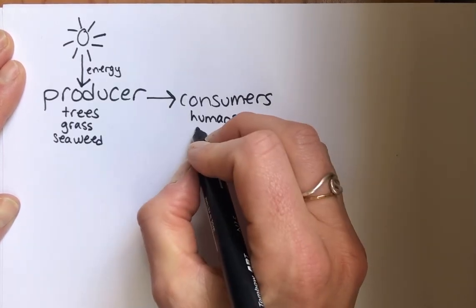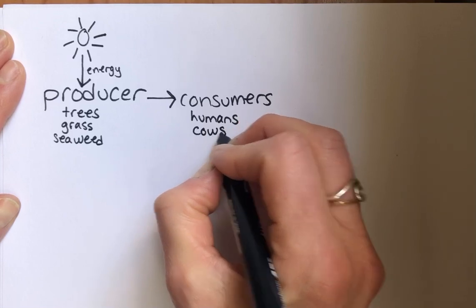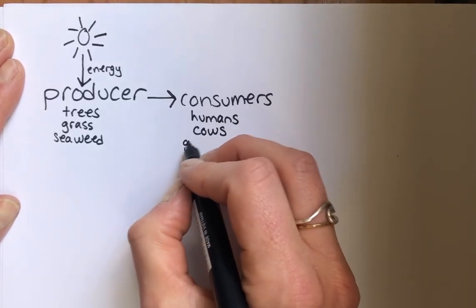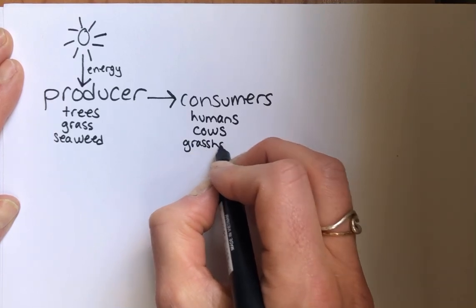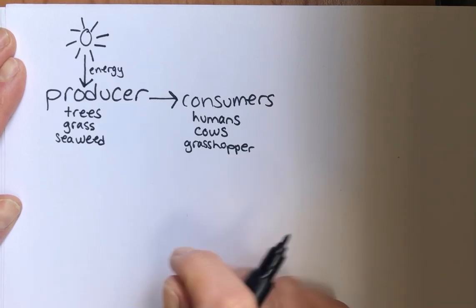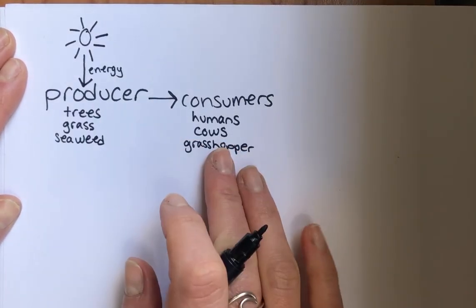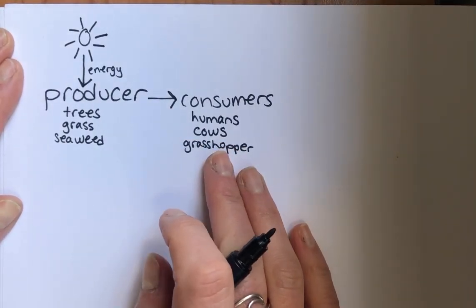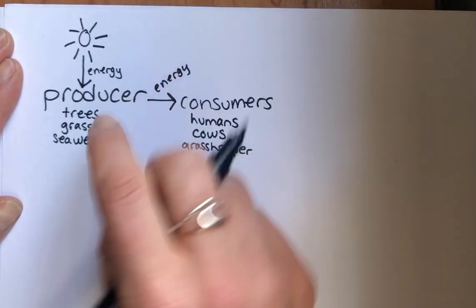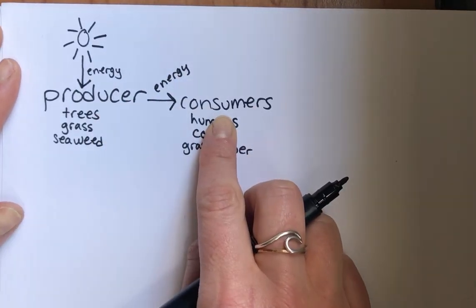Maybe you said cows. We know they eat grass. Maybe you said grasshoppers or other types of bugs. This list, I could fill up hundreds of papers with examples, right? These are just a few. And again, producers are passing their energy onto consumers.